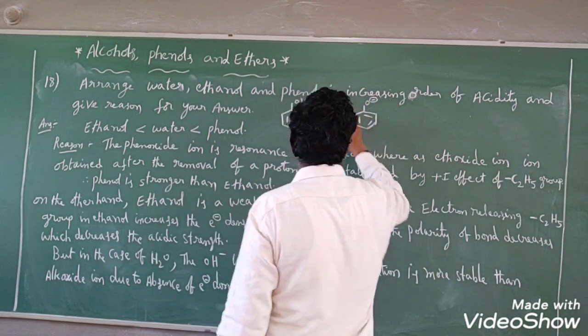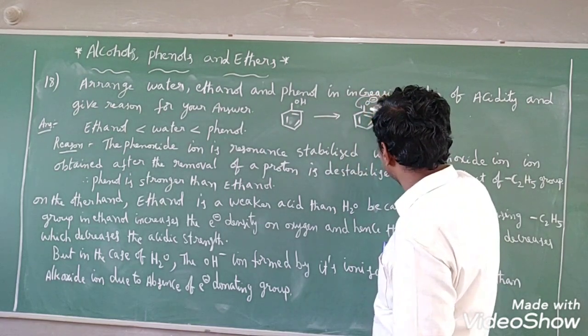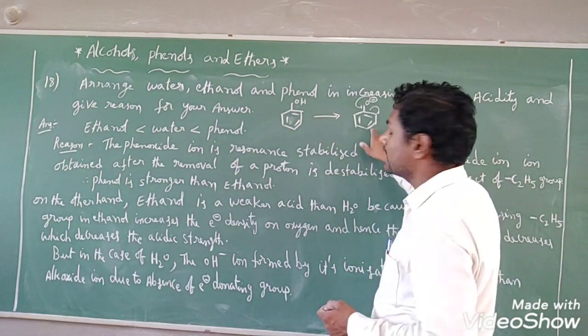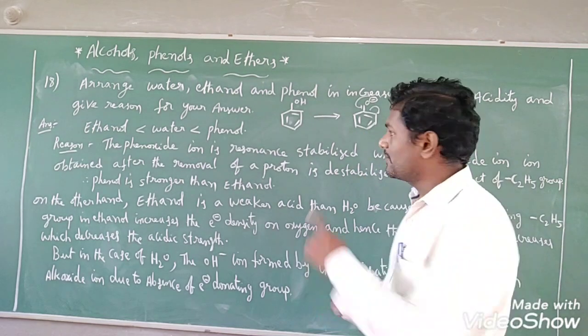Phenoxide ion is formed. In this phenoxide ion, the oxygen has a negative charge. That negative charge will be in conjugation with the pi electrons of the ring. Then this phenoxide ion is a resonance stabilizer.